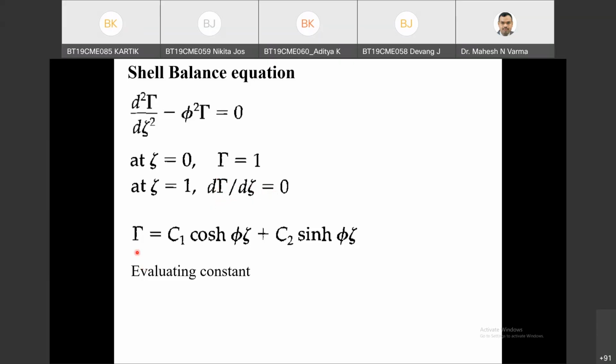First of all, you need to substitute zeta equals 1 here and then differentiate this equation, which equals 0. Yes, sir. And then substitute C1 and get the value of C2 from that equation. C2 is minus sinh phi by cosh phi. No, I think it should be cosh phi divided by sinh phi actually.